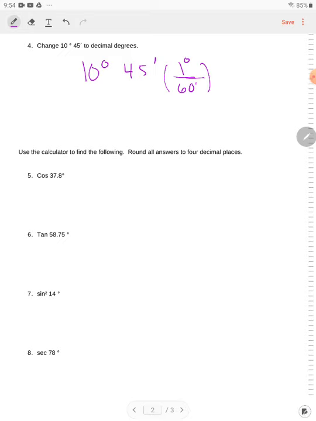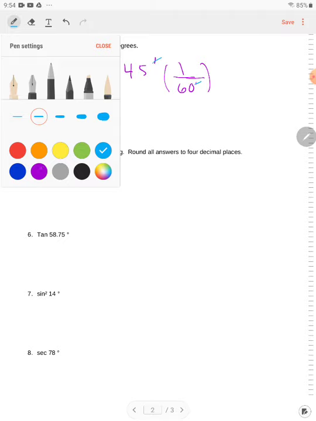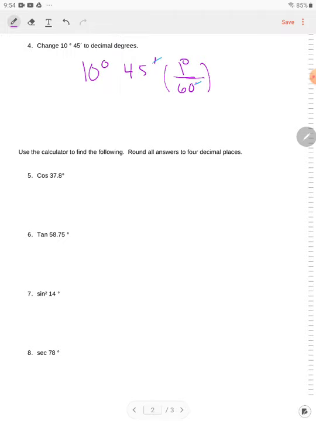So what happens here is, we want degrees, so the minutes here will cancel out. I know they technically don't cancel, but the units undo each other. So now we have 10 degrees, 10 point. So let's see, what is 45 divided by 60? That's the decimal 0.75. So we would have 10.75 degrees.